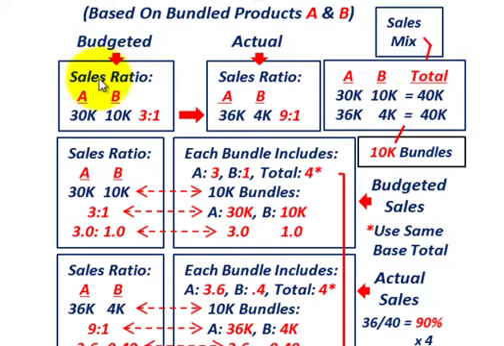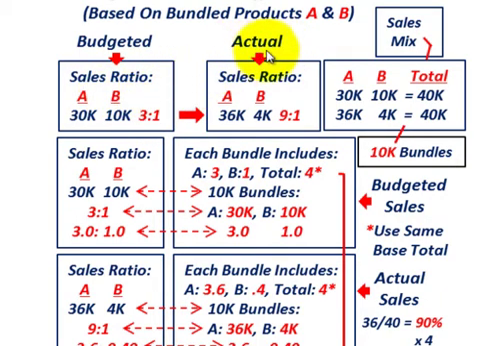For our budgeted amount, we're planning to sell 30,000 of product A, a quantity of 30,000, and for product B, a quantity of 10,000. That's going to give us a sales ratio of 3:1, and that's simply taking the 10,000 of B, dividing it into the 30,000 of A. That gives you 3 for A, and for B, 10,000 into itself gives you a ratio of 1. So we're going to be selling 3 of product A for every one that we sell of product B.